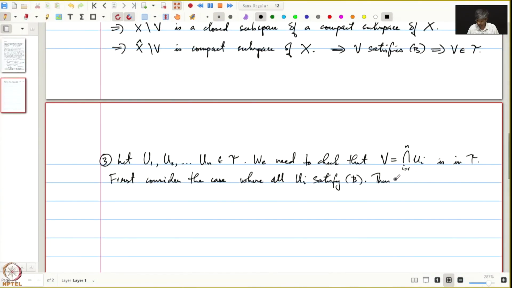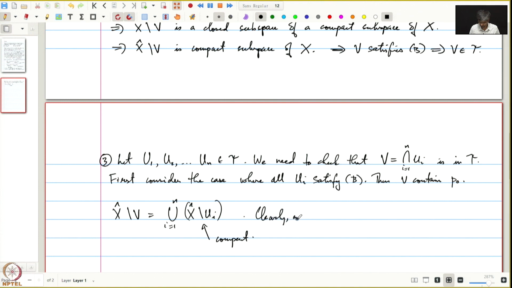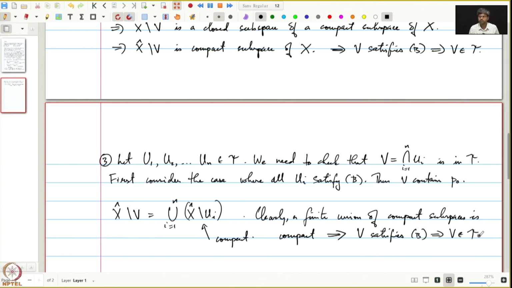So then v contains p naught, right. So x hat minus v is equal to a finite union of x hat minus ui. Each of these is compact, right, and clearly a finite union of compact subspaces is compact, right. So this implies that v satisfies b, which implies that v is in tau, right.